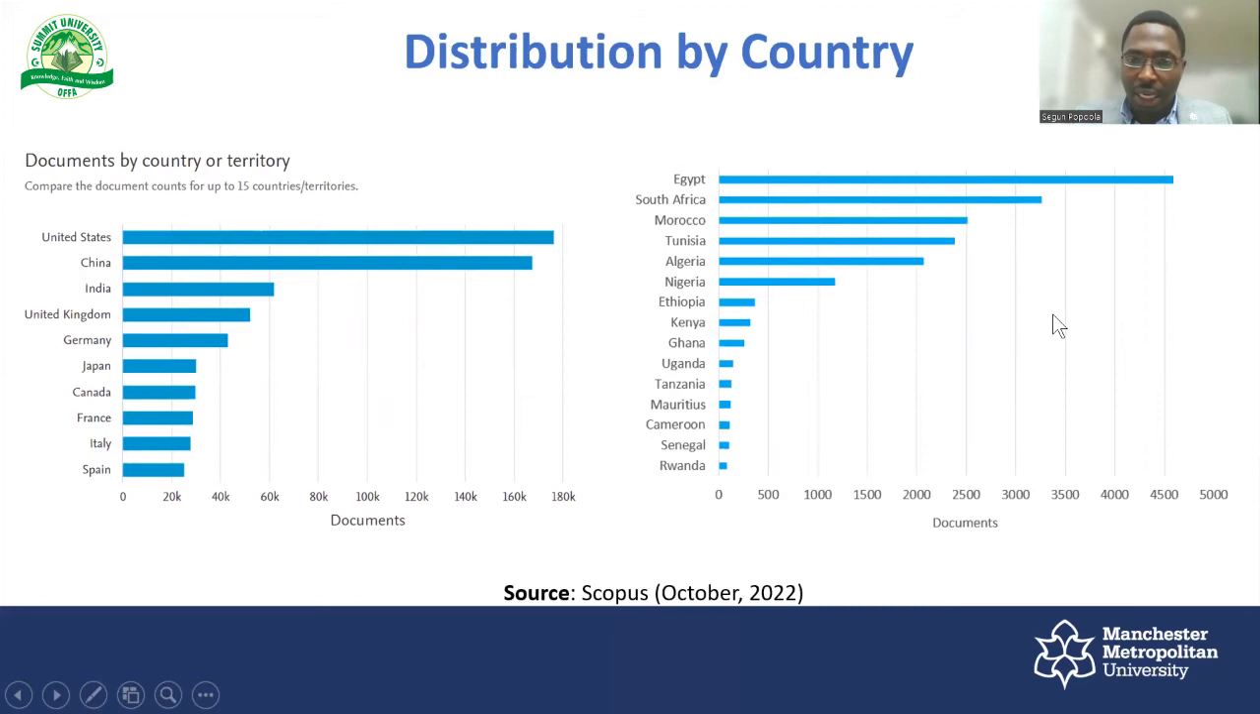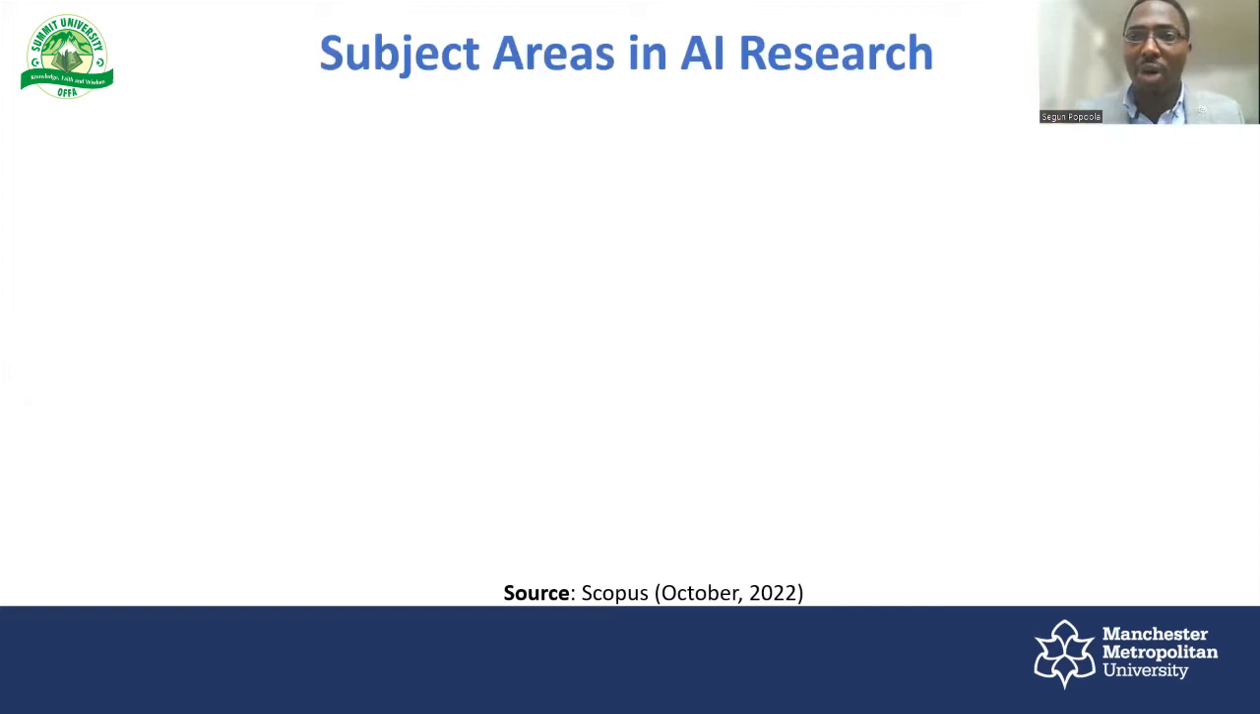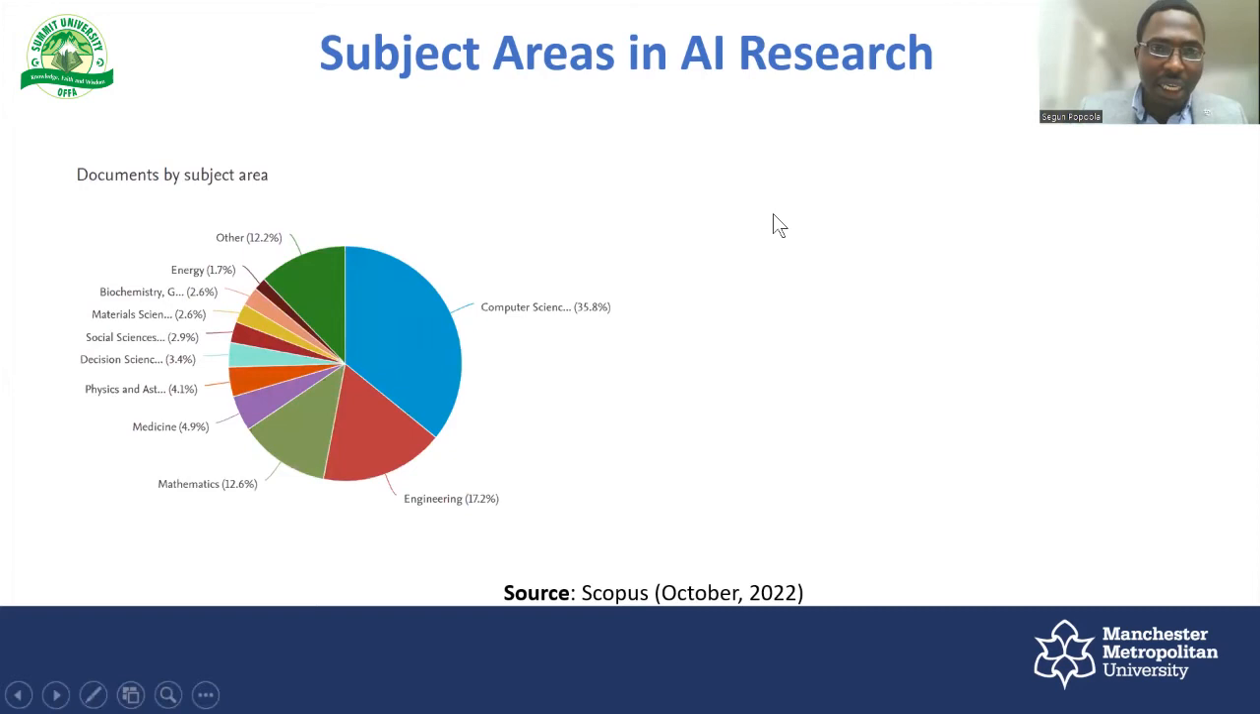What are the subject areas where people have applied AI so far? Now we see that the dominant subject area is computer science, but yet we have other areas where AI has been applied, for example, in engineering. AI has been applied consistently in mathematics, medicine, physics, decision sciences, social sciences, material science, biochemistry, energy, and others.